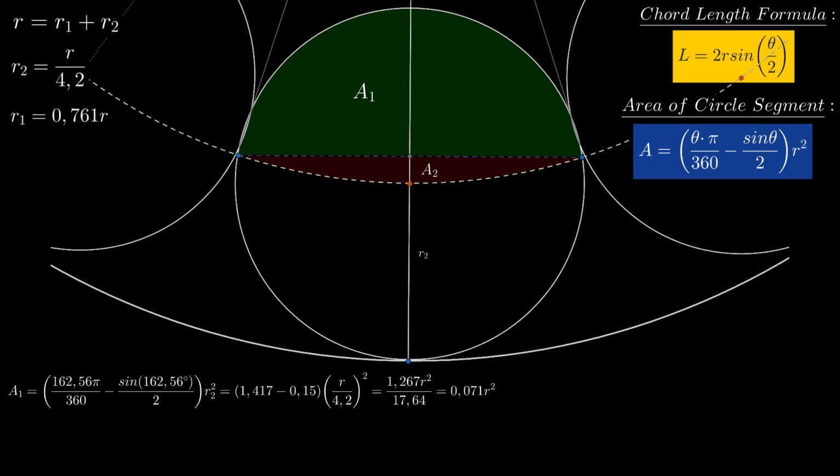And A2 is 36 times pi over 360 minus sine of 36 over 2 times r1 squared, which is 0.314 minus 0.2935 times 0.58 r squared. And we end up with 0.011 times r squared.